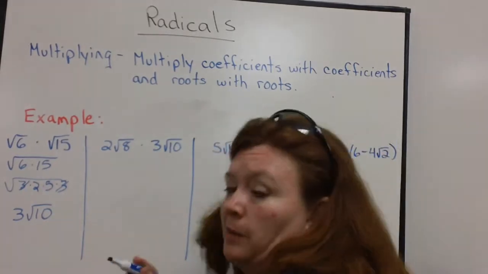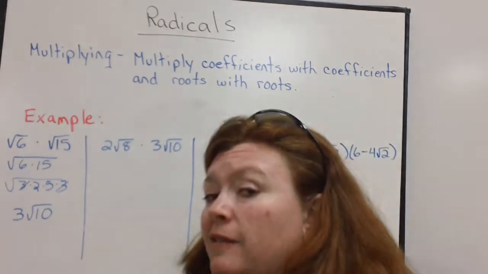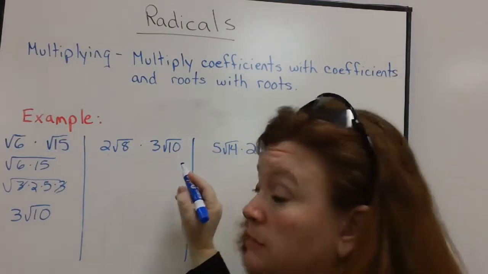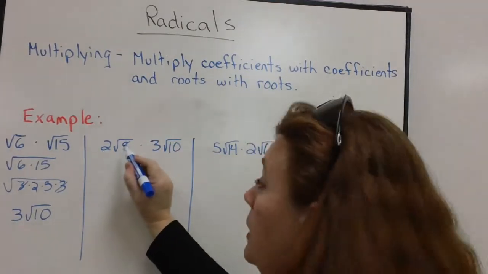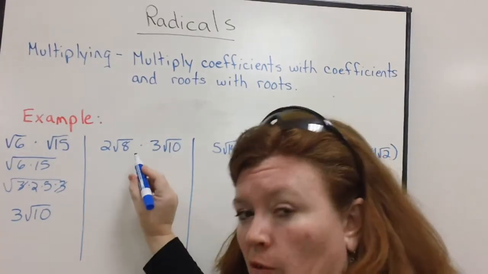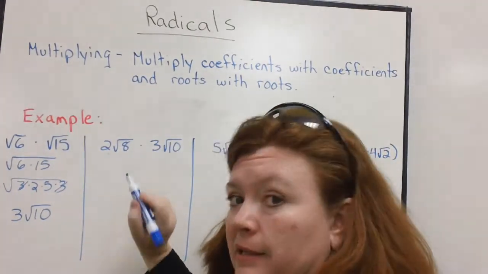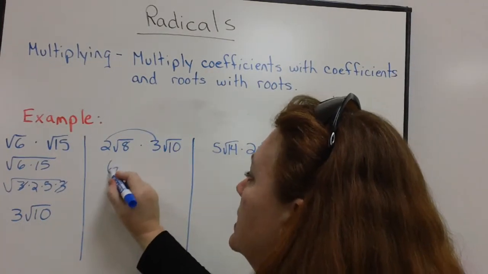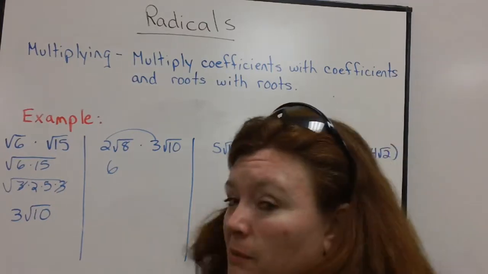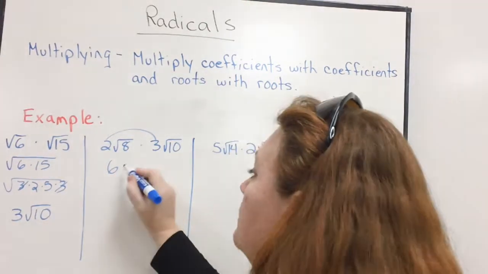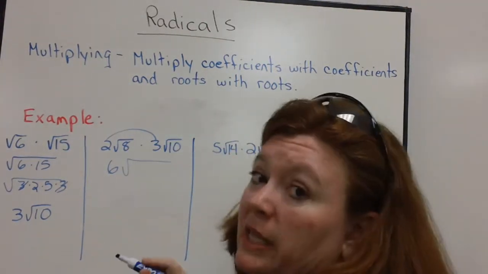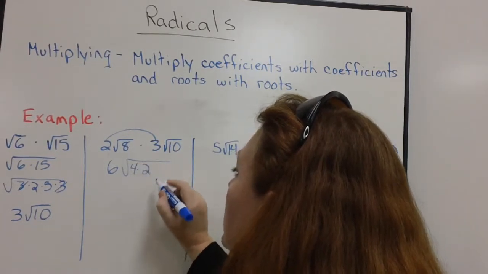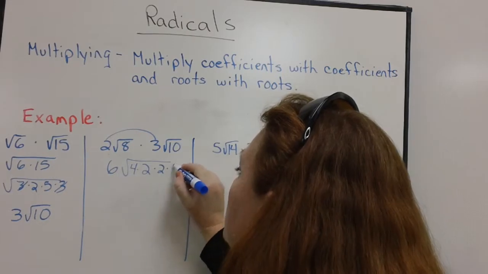Now, in the next problem, I have coefficients, and you have to keep in mind, coefficient times coefficient, root times root. I cannot multiply this 2 by this 8 or this 10. It's not really an 8, it's a square root of 8. It's a whole different value. So I'm going to multiply the 2 times the 3 and get 6. And I'm not going to multiply 8 times 10 and get 80 because I'm just going to break it right back down. So let's break down the 8. 8 is 4 times 2, and 10 is 2 times 5.